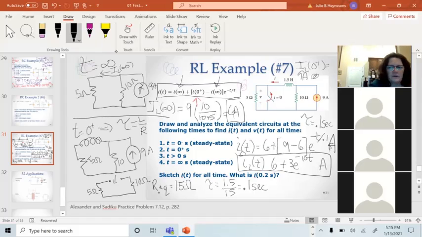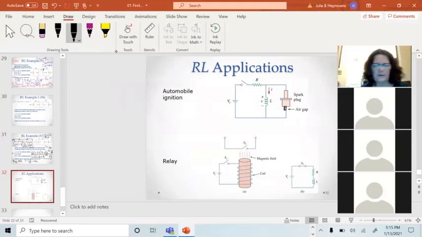Fairly useful circuits. We use RC circuits to charge things up to create a big current spike. And we use somebody's chatting, but I'll come to that at the end of class. We use RL circuits to create a large voltage spike. Now here's an application right here.